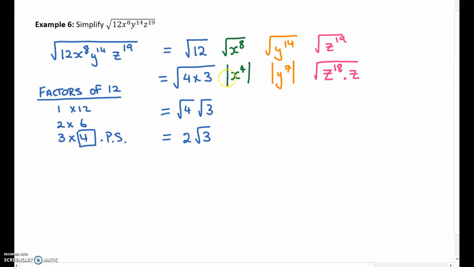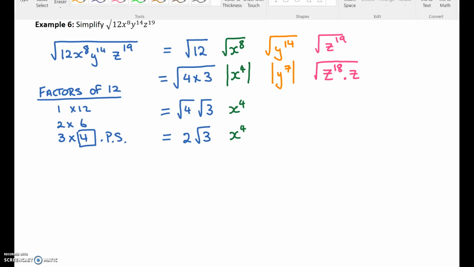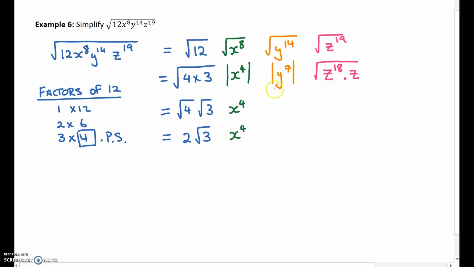Let's move to the x's. The absolute value of x to the power of 4. The power is even. If the new power after we've taken the square root is even, we don't need the absolute value signs anymore, so we can get rid of the absolute value sign. So it's going to be x to the power of 4. Now for the y's, we're going to continue to need the absolute values, because the new power in the y was odd, which means we need to continue to use the absolute value signs there. We're not going to be able to do anything about that.